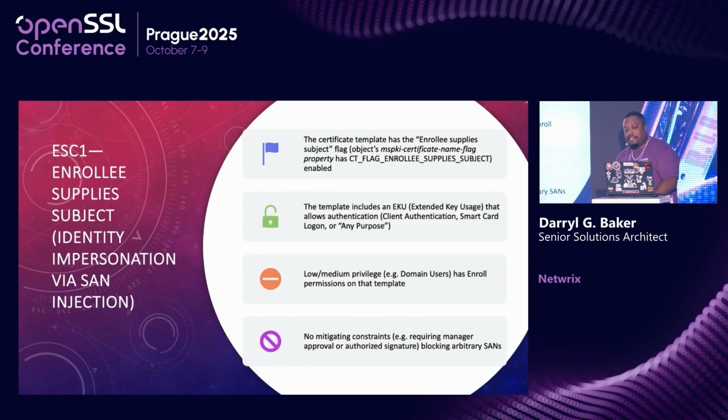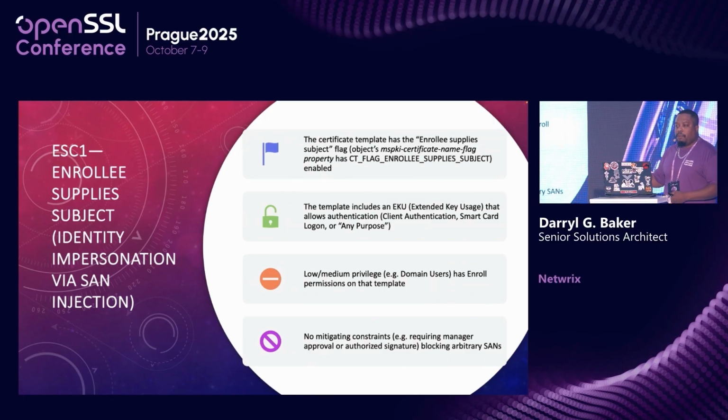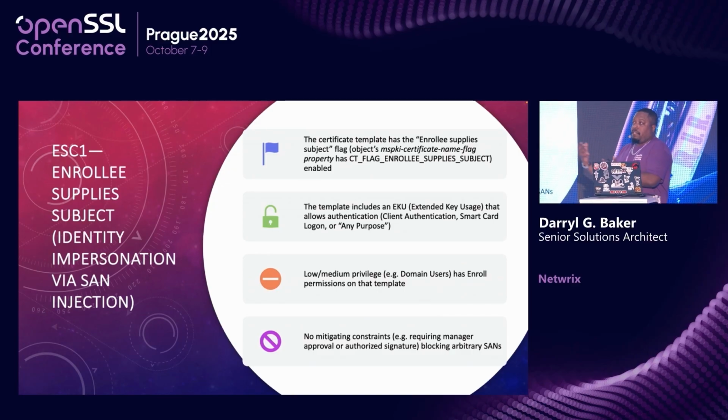Okay, so let's get into ESC1. ESC1 is enrollee supplies subject. This is a setting that exists within the template itself. The certificate template says that an enrollee can actually set what the SAN is. What this means is, I'm Darryl Baker at somedomain.com, and I can request a certificate essentially for any other SAN that exists. I can say I'm administrator. I can say I'm a domain admin. I can say that I'm anybody, anything I want to be.